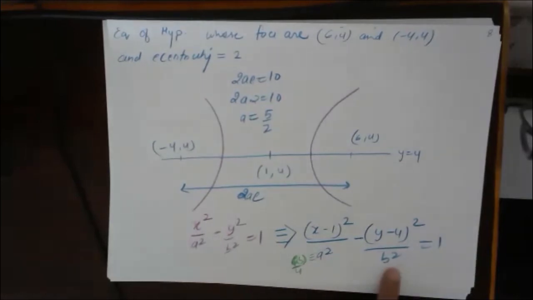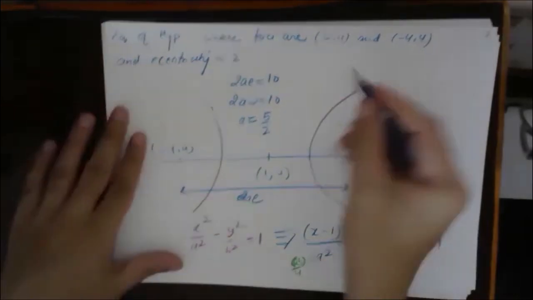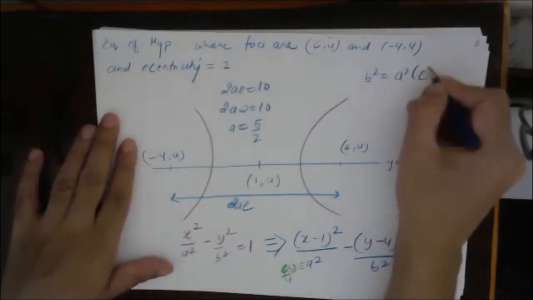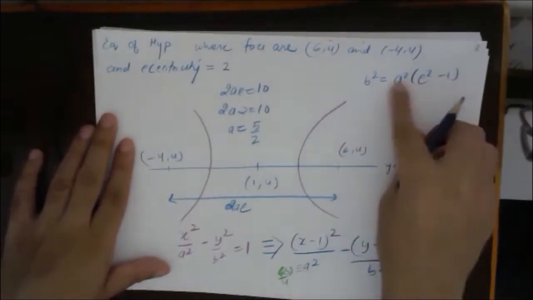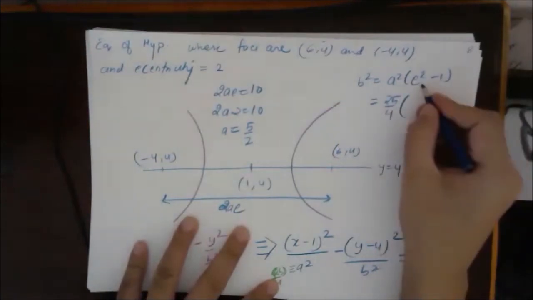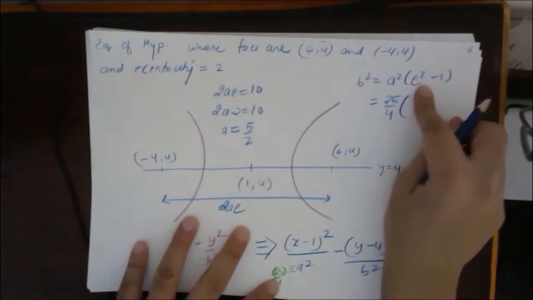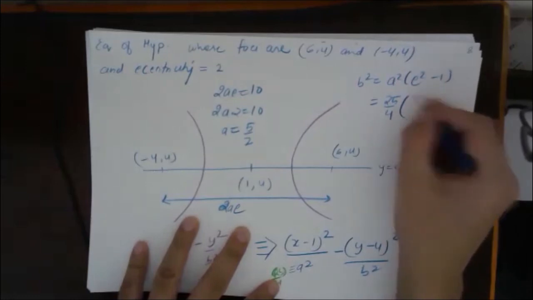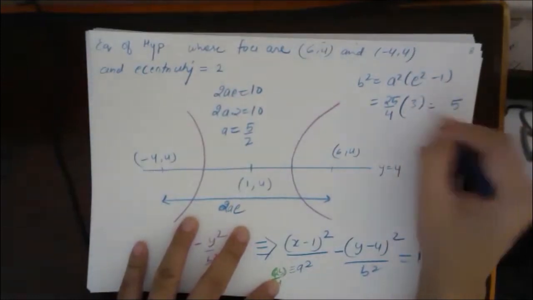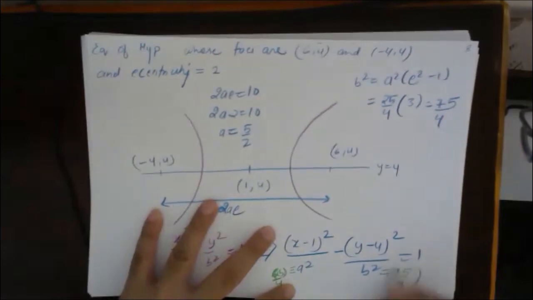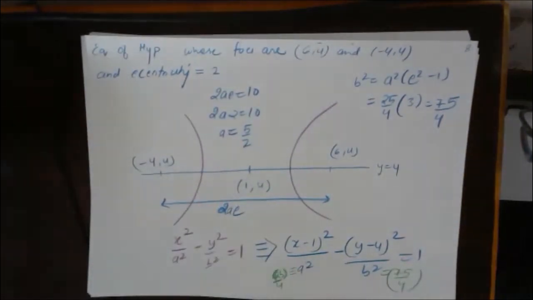Now we just have to find the value of B square. How can we find it? The relation between A, B and E: B square is equals to A square into E square minus 1. A square is 25 by 4, into E square, which is 2 square, 4, minus 1, which is 3. So 25 into 3 is 75 by 4. So this B square is nothing but 75 by 4.